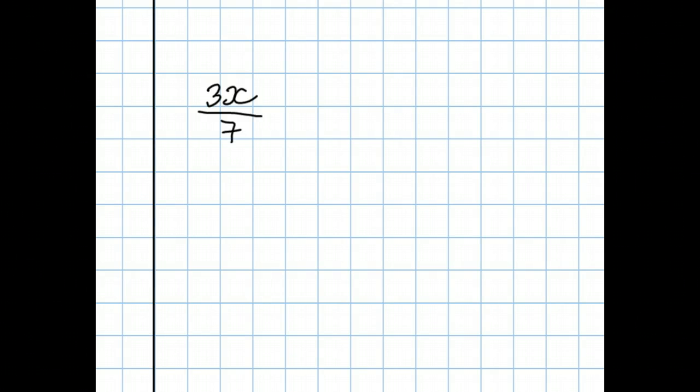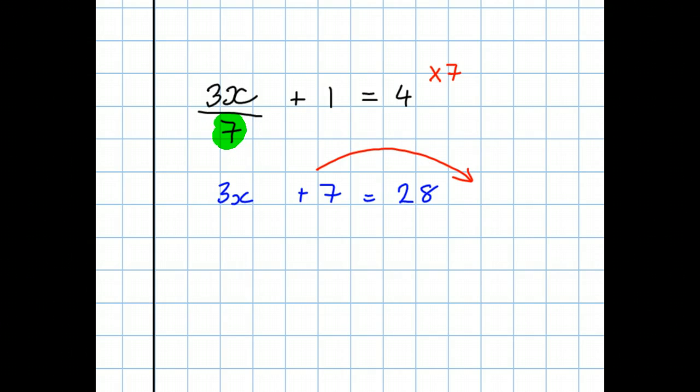Look at one more example where we have fractions. 3x over 7 plus 1 equals 4. Now we don't like this, so we're going to get rid of it, and we get rid of it by multiplying the whole equation by 7. 3x times 7, divided by 7 times 7 becomes 3x. Plus 1 times 7 is plus 7, and 4 times 7 is 28. Now we treat it as a normal equation. Move the numbers to one side, so we get 3x equals 28, take away 7, 3x equals 21, so x equals 21 all over 3, or 7.